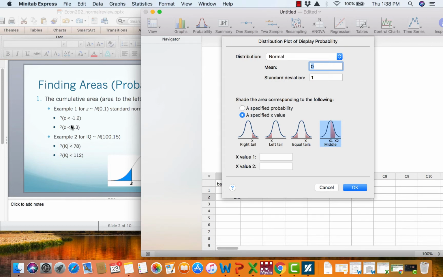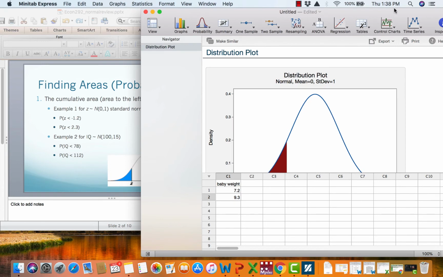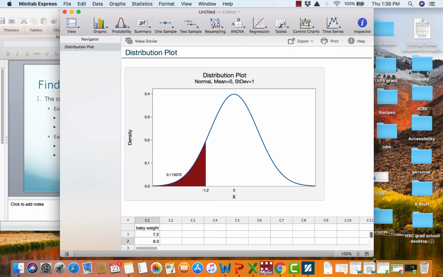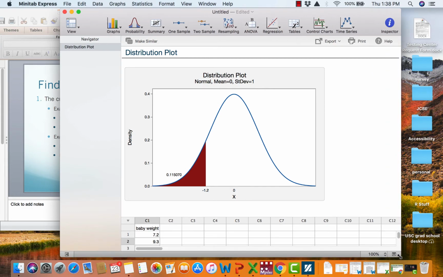And the answer here is we clearly want the probability that z is less than negative 1.2. So we choose left tail and type in our z-score of negative 1.2 and say OK. Now notice what we have here. If you've ever taken any other stats course, you usually had to sketch these yourselves, but we are now with software and we get the picture from the software.